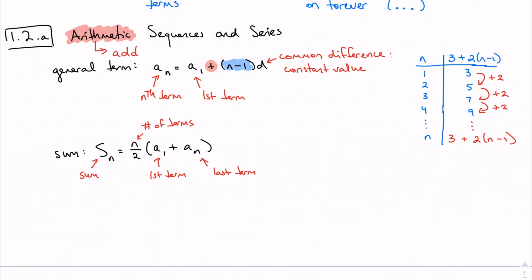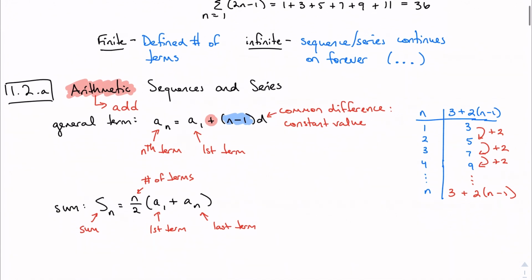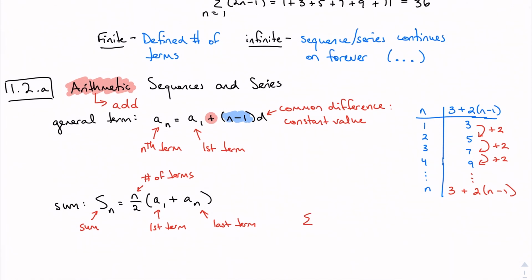In hindsight, maybe I should have used this little trick right here to calculate my series from before. Actually, let's do that, just to practice it. If I want to look at the sum from 1 to 6 of 2n minus 1, instead of listing out all my terms and adding them together, because it obviously took a little while before, I can use my shortcut. I have 6 terms, my first term is 1, and my sixth term is 11. So 6 divided by 2 is 3, 1 plus 11 is 12, my sum is 36.